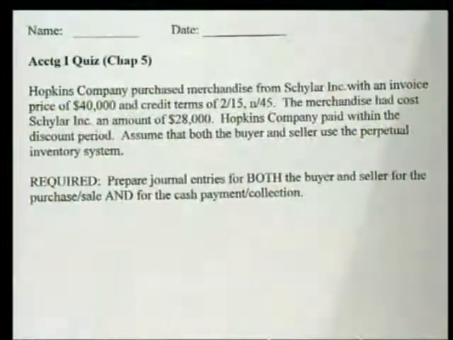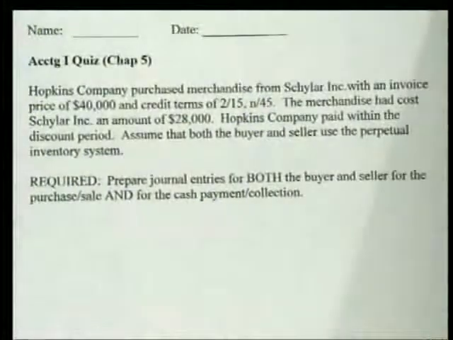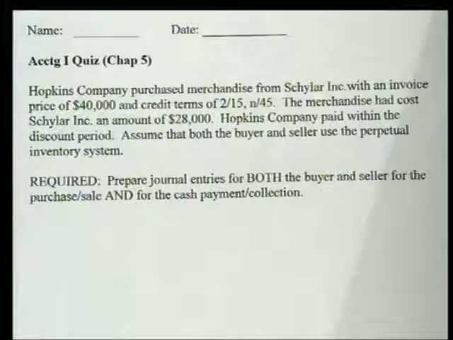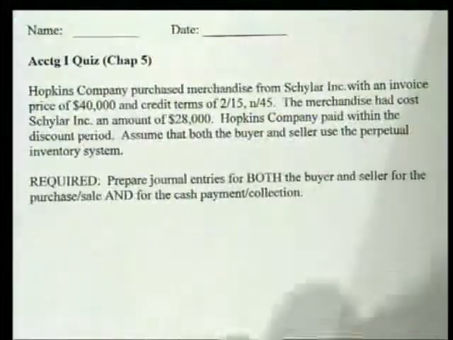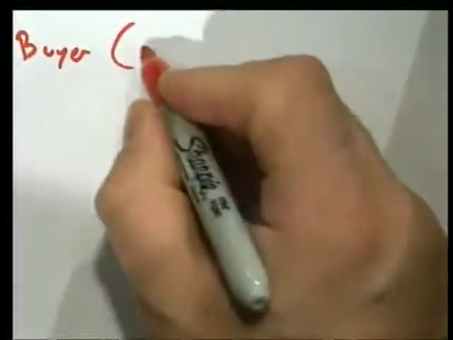All right. Hopkins Company purchased merchandise from Schuyler with an invoice price of $40,000 and credit terms of 2/15, net 45. The merchandise had cost Schuyler an amount of $28,000. Hopkins Company paid within the discount period. Assume that both the buyer and seller use the perpetual inventory system. Okay. They want us to do journal entries for both the buyer and the seller, correct? Okay, let's do that. First of all, who is the buyer? Hopkins.